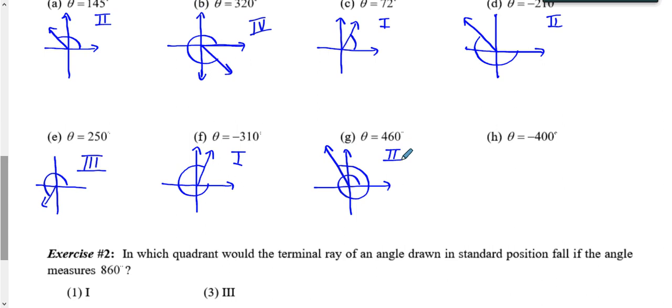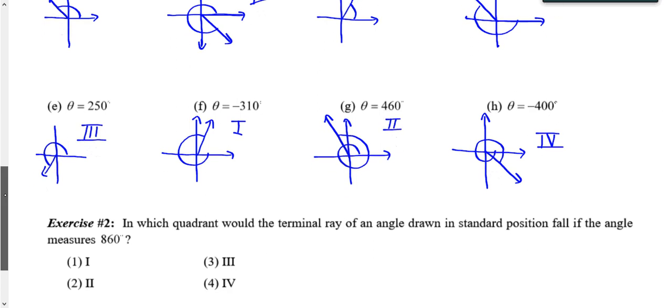Okay. And the last one, negative 400. Remember, we're going clockwise with this one. That means it would be quadrant 4. Quadrant 4, right? So negative 400 is bigger than 360. So there's 360, and we need another, what, 40 more like that? I don't know, roughly. So in quadrant 4. Can you get the idea here?